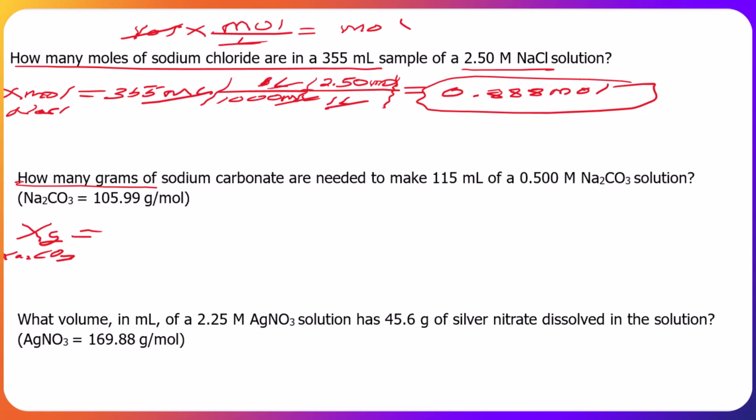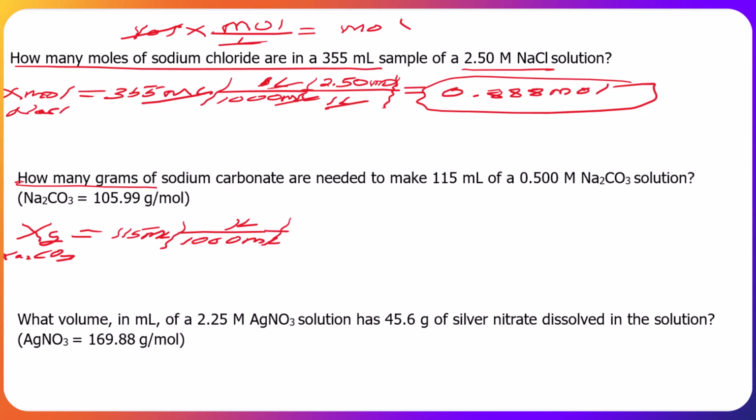So what are we going to put on the other side of the equal sign? We're going to put the volume, because again, we're going to multiply volume times molarity to get to moles, and then we're going to multiply moles times the molar mass in order to get grams. So once again, we're going to divide by 1,000 milliliters per liter.